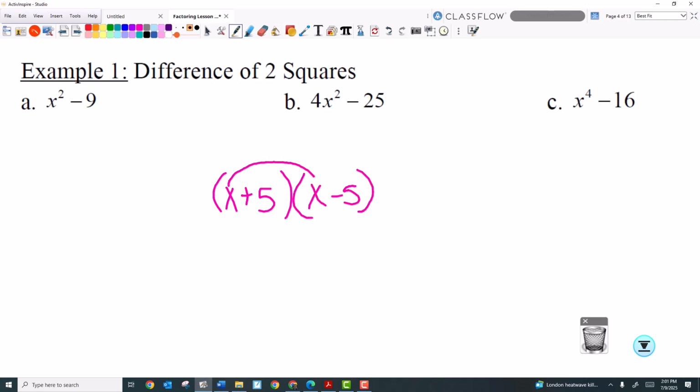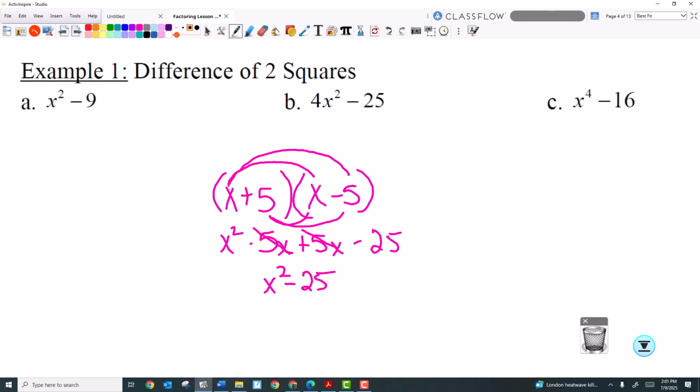X times x is x squared. X times negative 5 is negative 5x. 5 times x is 5x. 5 times 5 is 25. The two middle terms cancel, and you end up with x squared minus 25. Well, when you're factoring, you're going backwards.